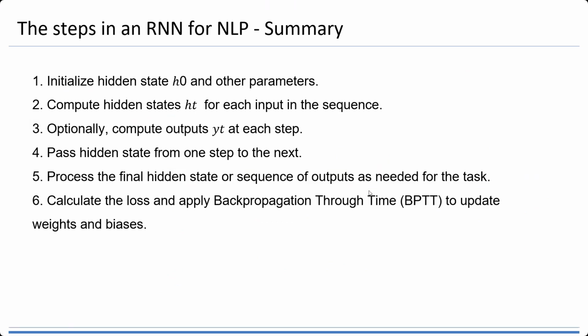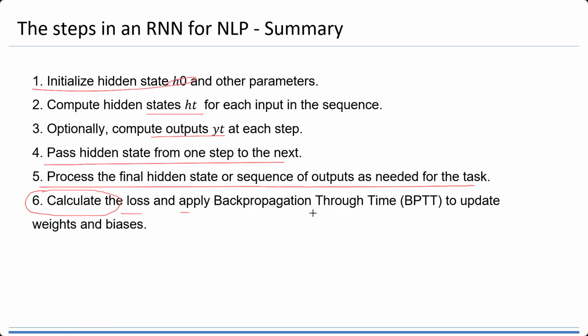So that's how we do the RNN. First we do the initialization of the hidden state and compute the HT, then compute the YT, pass the hidden state from one step to the next, and process the final hidden state or sequence of output for the task. We will do this later and check how to calculate the loss and how to apply the BPTT.